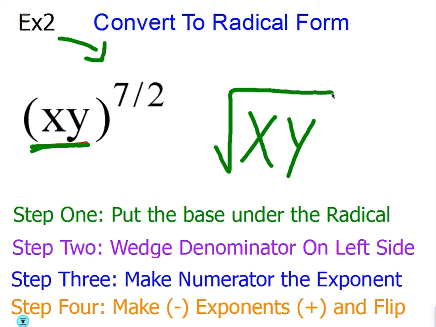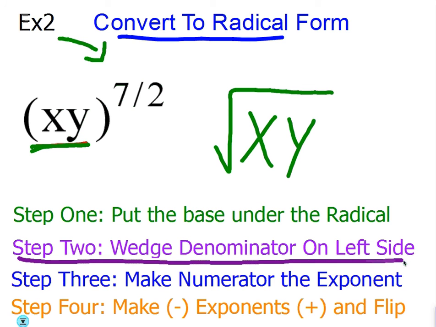See, so for all of these, when you're converting, that's the first thing you do. Whatever the base is, you put under a radical, because we're converting it to radical form. Okay, then we're going to take the denominator and make it the index. So what's the denominator of that fraction?